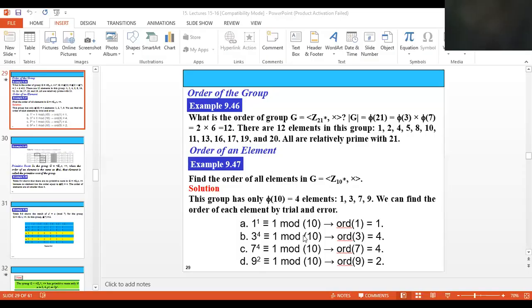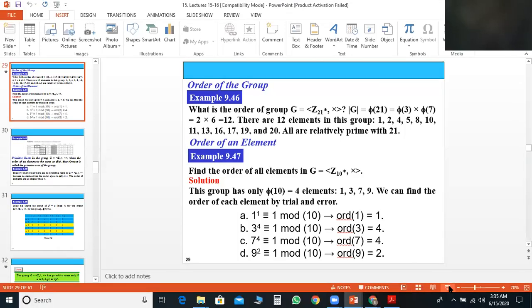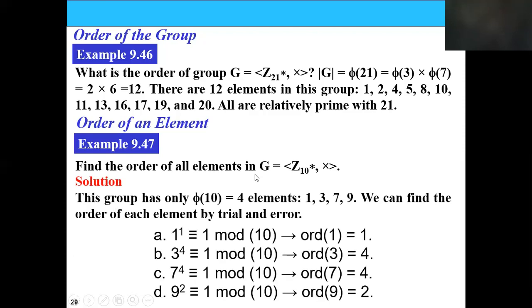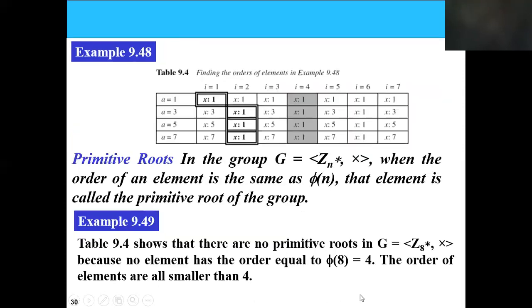So let me do it. In that case, dear student, if you can look over here, 9 to the power 2 is congruent to 1 mod 10, so the order of 9 is 2. A primitive element is the element that generates all the elements of a group.